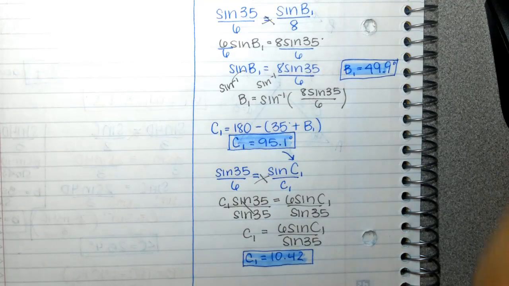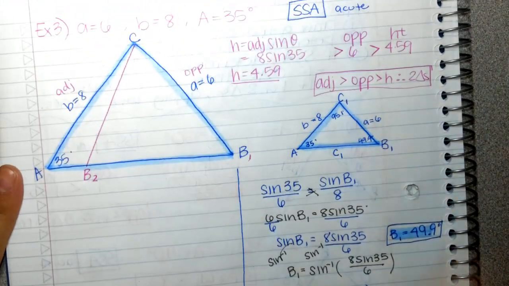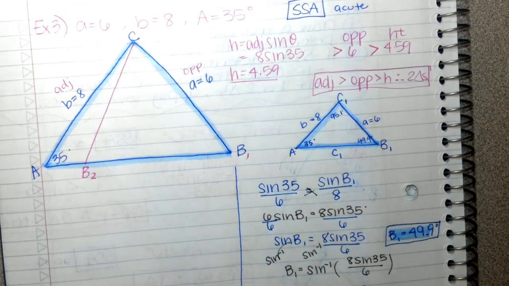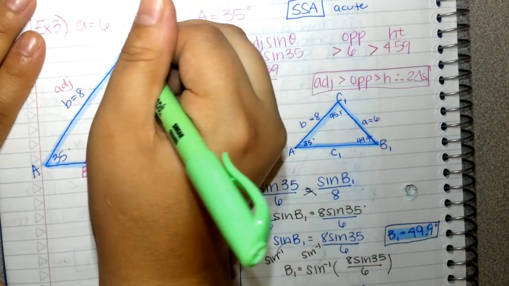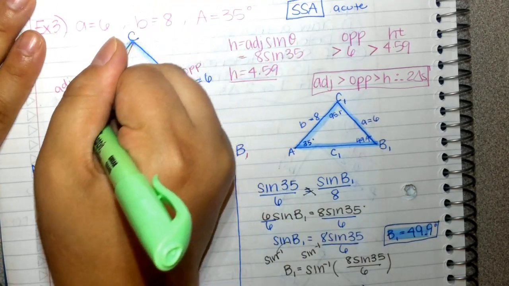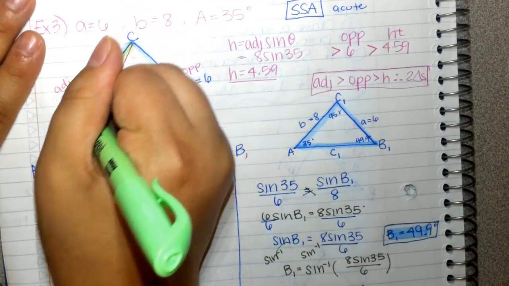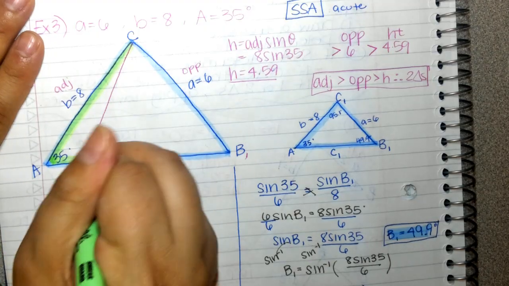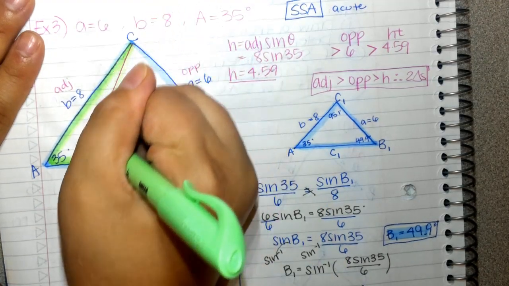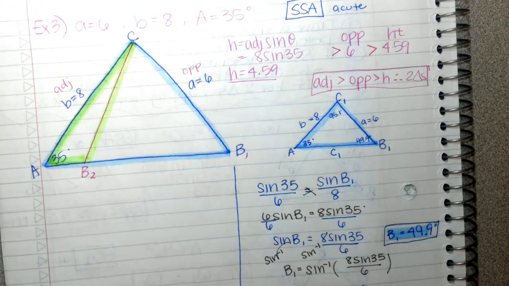Look up, please. Everybody, look up. We have a second triangle. Our second triangle is still going to have an adjacent side of 8. It's still going to have 35. But now this is my new opposite side. And what is my opposite side?